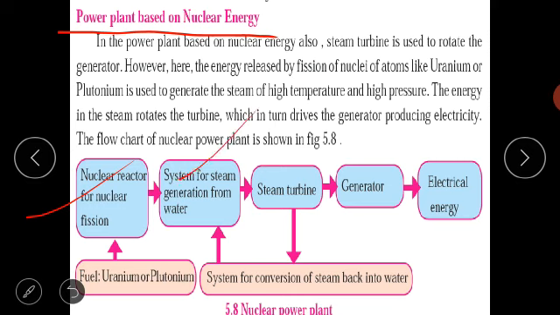The second block is the system for steam generation from water. Then the steam turbine rotates, generates electricity by the generator, and electrical energy is produced. Okay, the fuel I have shown you over here is uranium or plutonium. We have two general sources of fuel, uranium and plutonium. And the other systems, except the nuclear reactor, are the same as in the thermal power plant. The difference is that in the thermal power plant we used coal, and here we are using radioactive compounds like uranium and plutonium for generation of heat energy.